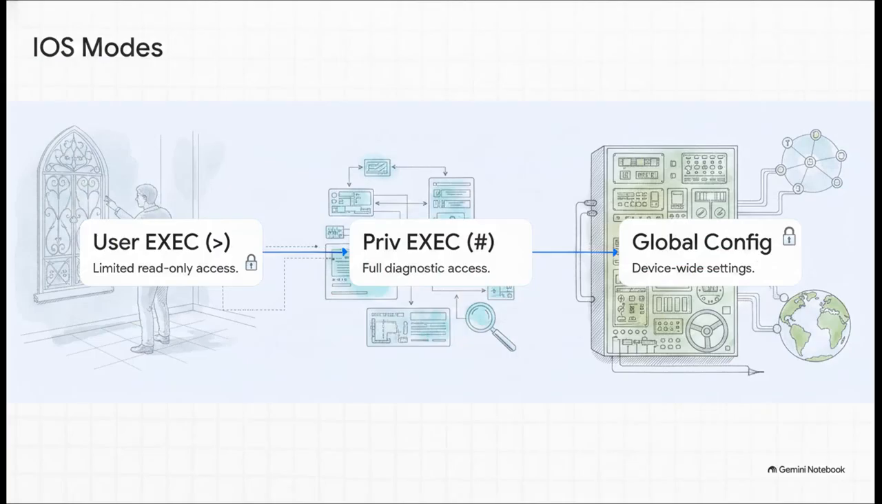And you can see that visual escalation of privileges right here. When you first log in, you land in user exec mode, which you can spot by that simple greater than bracket. This is basically your read-only mode. You can look out the window, but you are definitely not flying the plane. Now, by typing enable, you escalate yourself up to privileged exec mode, identified by that hashtag. Now you've got full diagnostic access. Finally, type configure terminal, and you step into global configuration mode, marked by the config prompt. This is the big one. This is where you actually have device-wide control to change how the entire network operates.